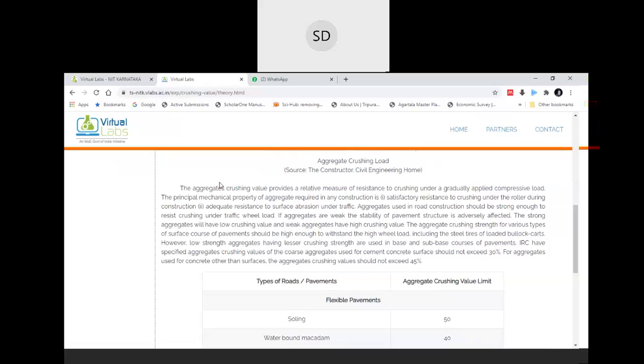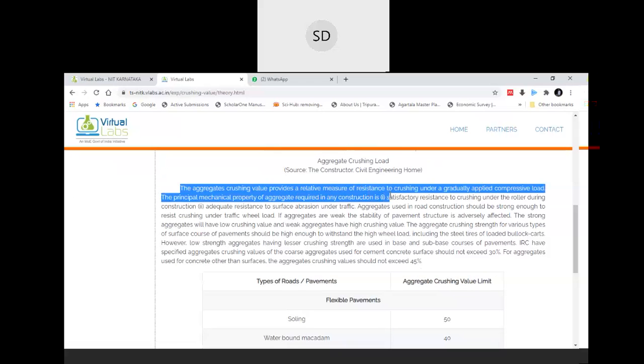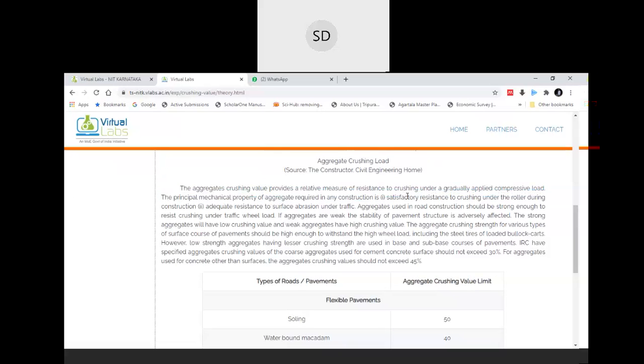So aggregate crushing value provides a relative measure of resistance to crushing under a gradually applied compressive load. Crushing means whenever the aggregate breaks. Therefore you have to find out when the aggregate breaks after a gradual application of the load.